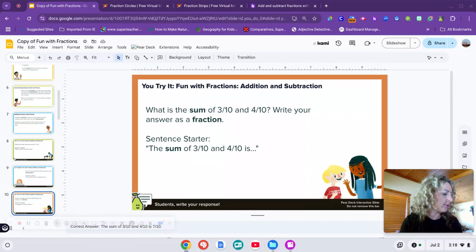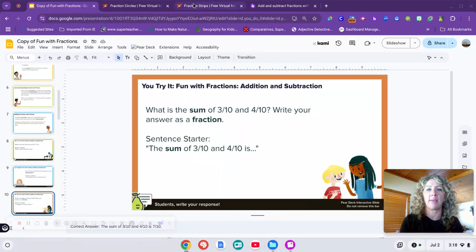Ariana, yes. Good. Alicia, think about adding those numerators, those top numbers, 3 plus 4. Good. Yes. Blaze, Cohen, Karen, they're coming in. Yes. David, awesome. Wonderful. Yes. 3/10 plus 4/10 is 7/10.